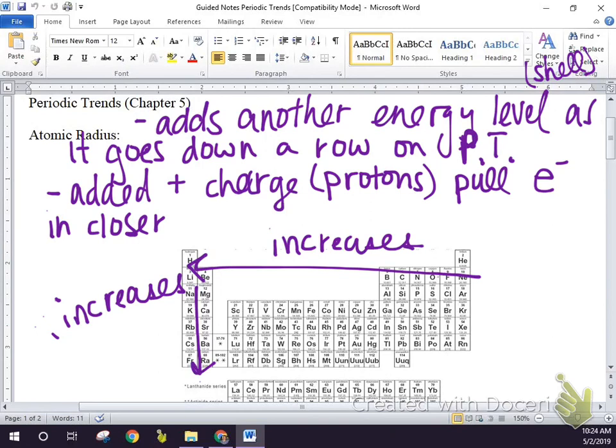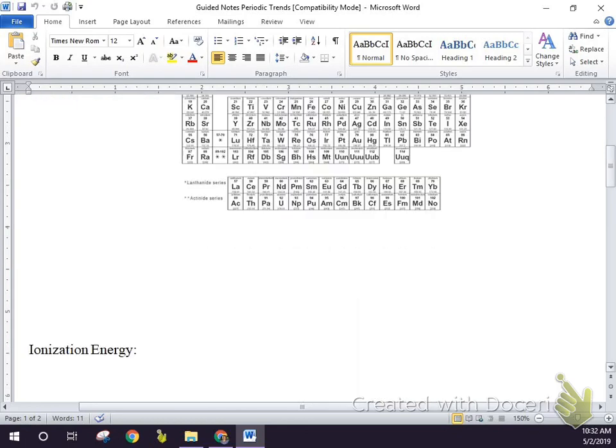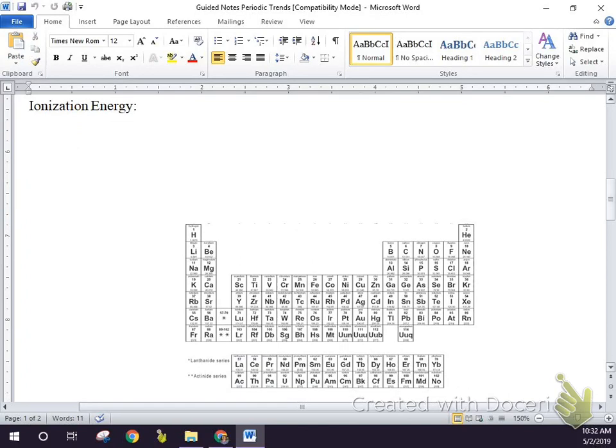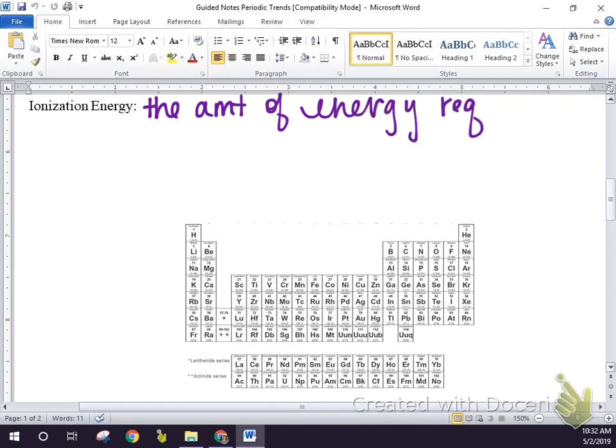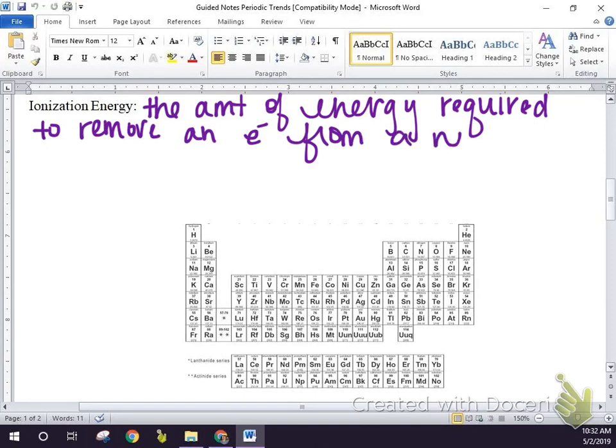Okay, so next trend that we're going to look at is called ionization energy. Any idea what that might mean? Yeah, it has to do with ions. Ionization energy. It's the amount of energy required to remove an electron from a neutral atom. So how much energy does it take to make it an ion, right? That's what we're looking at here. If we take an electron away, that gives it a positive charge, right? So how much energy is required to make this an ion?